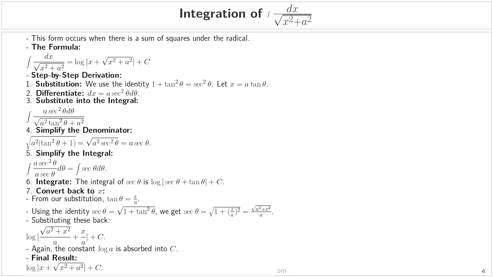So, to recap, this integral is frequently used in physics, particularly in kinematics, as we'll see on the next slide. Remember the substitution, the trigonometric identity, and the careful back substitution to arrive at the final result. And as always, don't forget that constant of integration, c.